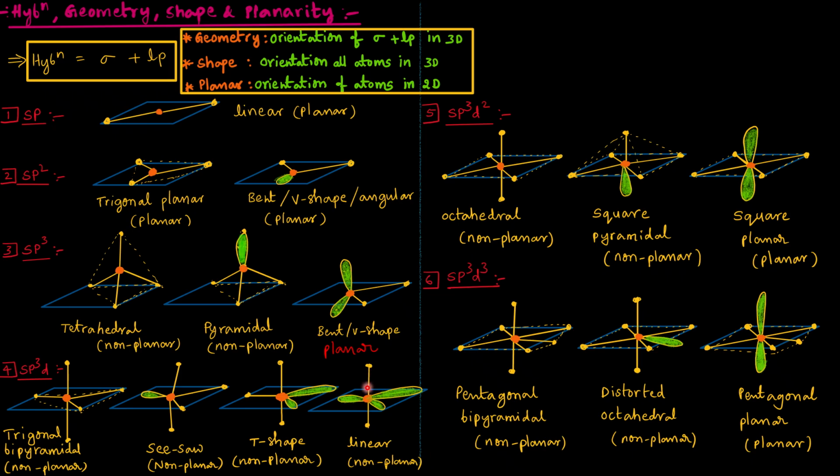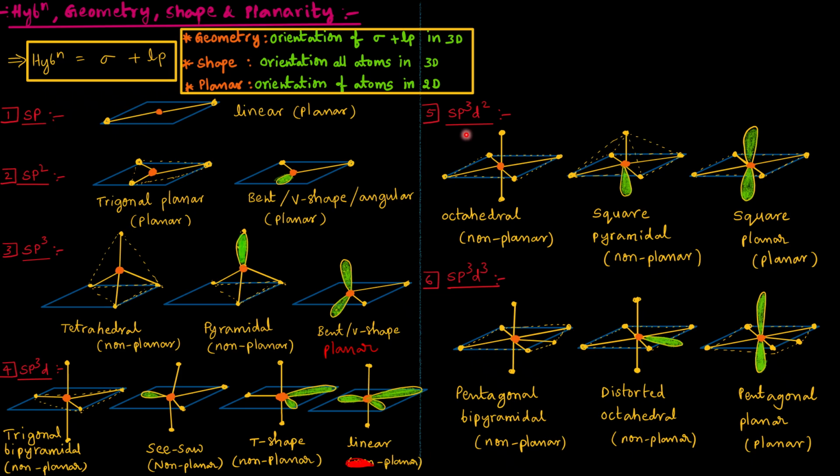Next, if the molecule contains 2 sigma bonds and 3 lone pairs, so 2 plus 3 is 5, sp3d hybridization. These lone pairs should once again be placed in equatorial positions, 3 lone pairs in equatorial position. The residual shape is said to be linear, and all these atoms are present in a single plane, so that's why this is planar. Sorry, I wrote here non-planar, but it is planar.